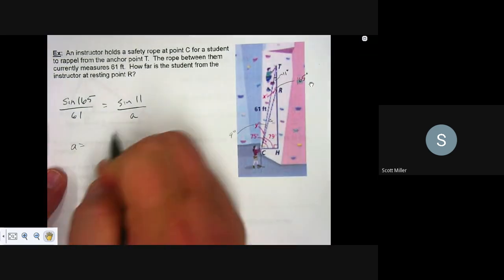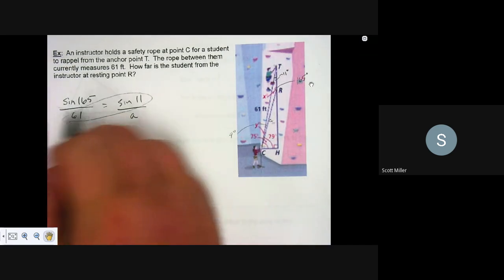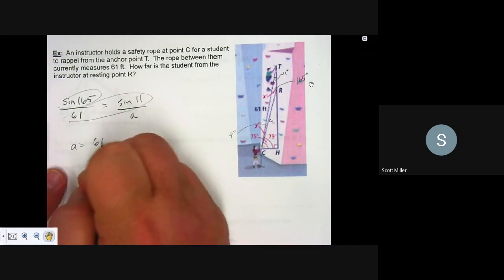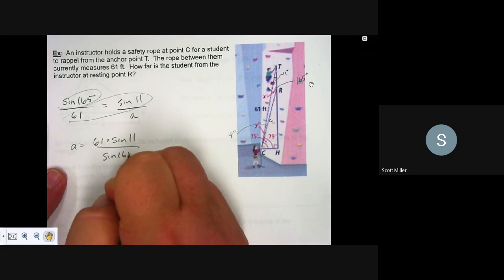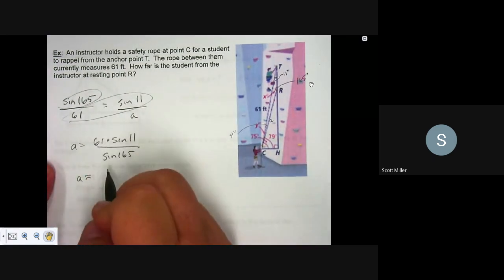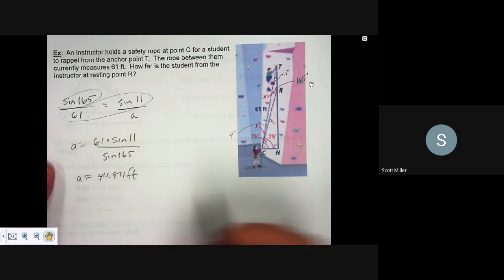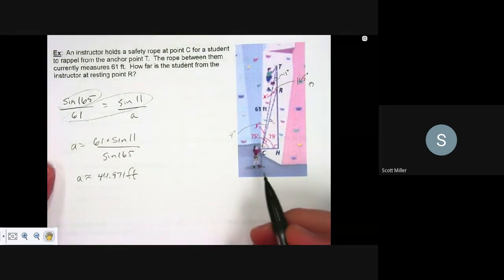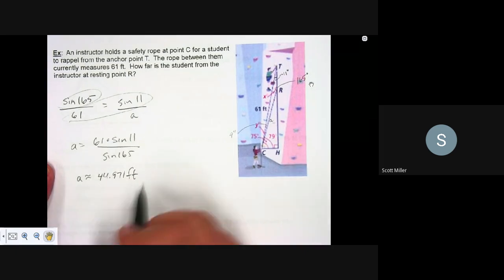So A is going to equal, multiply the diagonal, divide by the third number, 61 times the sine of 11 over the sine of 165. And we can type that in the calculator. I've already done so, and you get 44.971 feet. Now they didn't tell me to round off, so I can use that number right there.